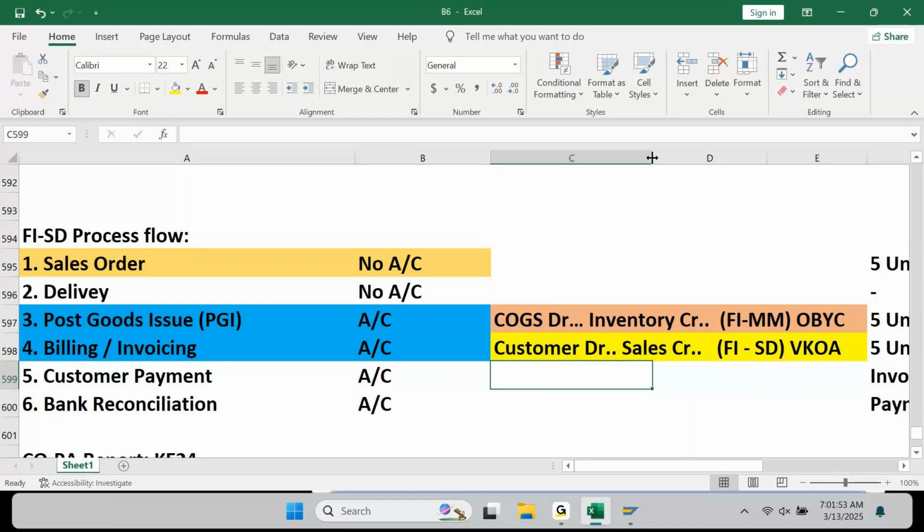While explaining, specifically mention that at the time of PGI, cost of goods sold account debit, inventory account credit, and this accounting entry is coming from FI-MM. Clearly specify that it is coming from FI-MM integration OBYC, because any goods movement is possible from the MM side only. When you specify these one-liners, it will add huge value in your interview. The other person will have a positive opinion.